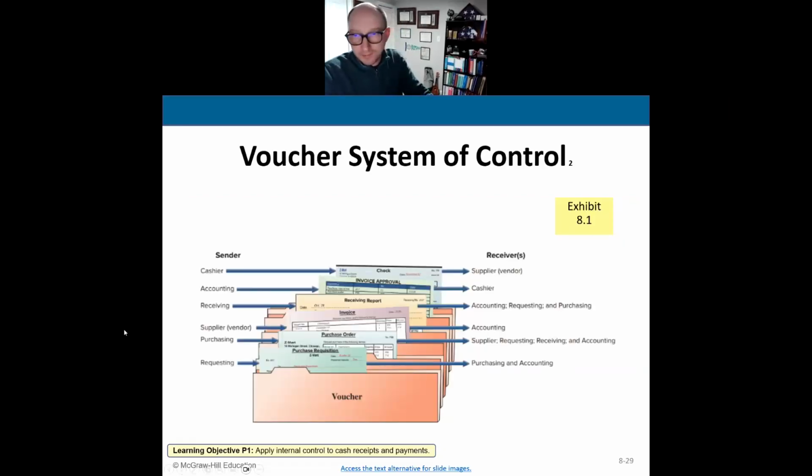This is an example of the voucher system. If I'm sending cash, there's a couple of documents: purchase requisition, purchase order, invoice, receiving report, invoice approval, and then, of course, the check.